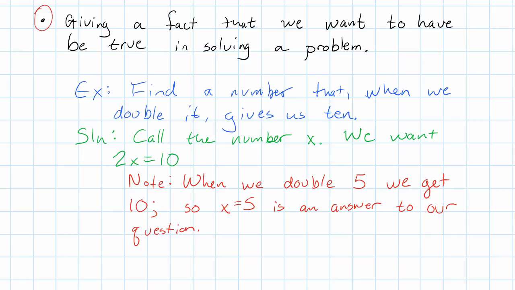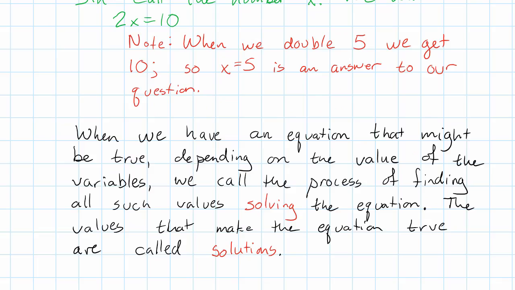But this kind of equation is the kind of equation that we see the most often in algebra, and there's a special verb that we have in conjunction with this kind of equation. When we have an equation that might be true, depending on the value of the variables, we call the process of finding all such values solving the equation. The values that make the equation true are called solutions.